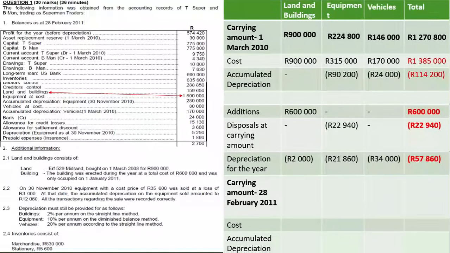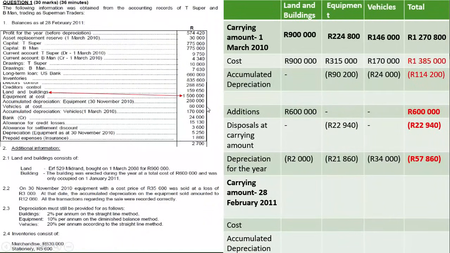Now it's similar to what we did at the beginning, but that was for the beginning of the period. Now we are doing it for the end of the period. Where do we begin? We begin with the cost. So now what is our cost of land and buildings? Our cost of land and buildings is given here in our table. It's 1.5 million rand.